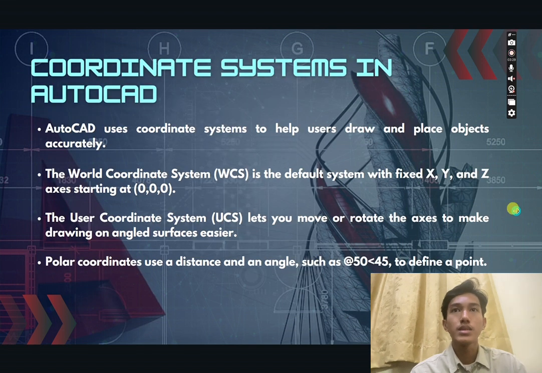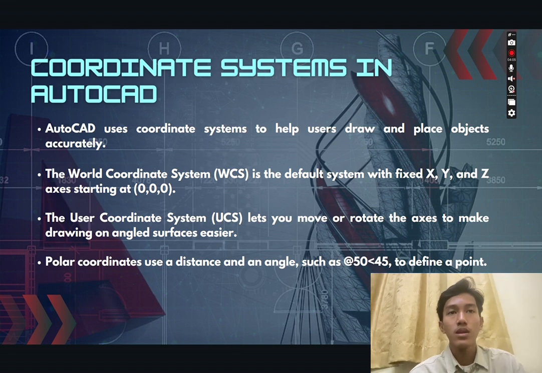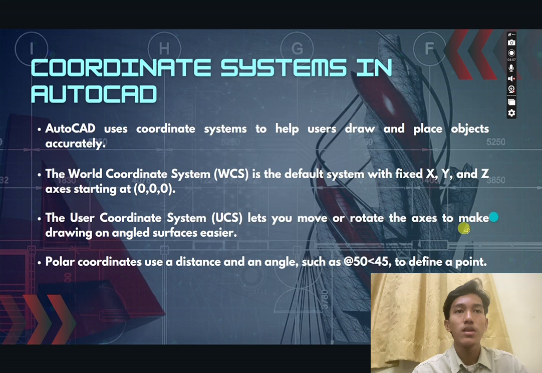So the coordinate system in AutoCAD: AutoCAD uses a coordinate system to help users draw and place objects accurately. The World Coordinate System (WCS) is the default system with fixed X, Y, and Z axes starting at 0,0,0. The User Coordinate System (UCS) lets you move or rotate the axes to make drawing on angled surfaces easier. Polar coordinates use a distance and an angle, such as 50 below 45, to define a point.